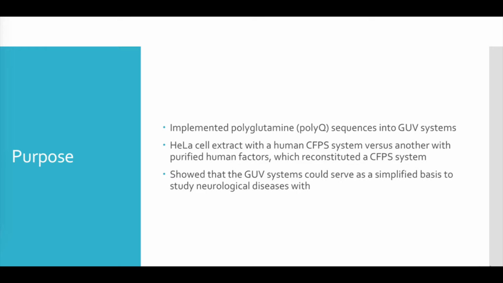So throughout all of these experiments that they did in the article, it showed that the GUV systems could serve as a simplified basis to study neurological diseases with, just like Huntington's.